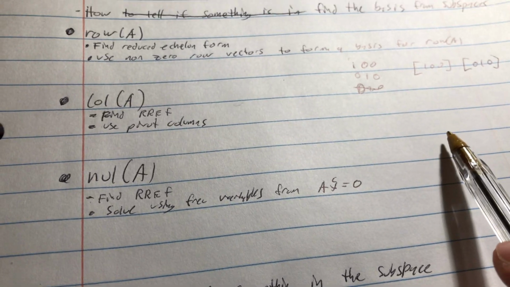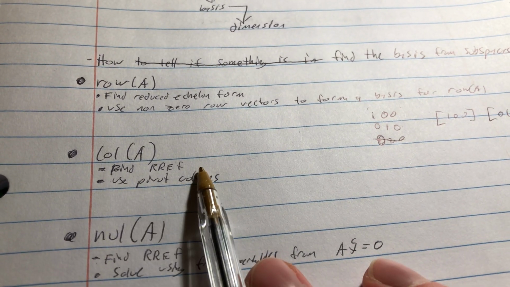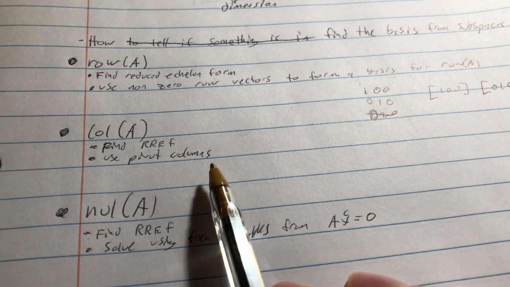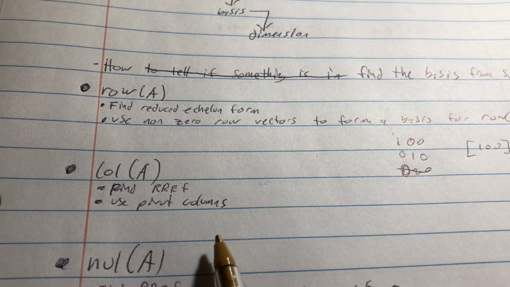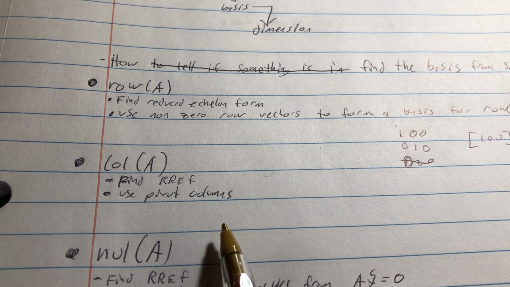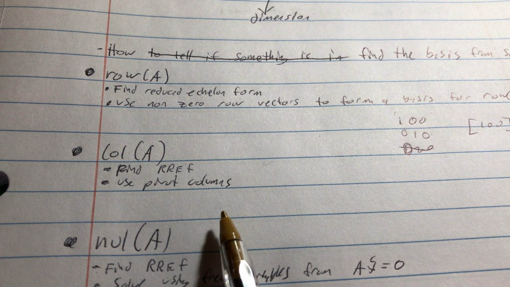So then for the column space, you also find the reduced echelon form, and this one you're just going to use the pivot columns. So for example, in, where is it?